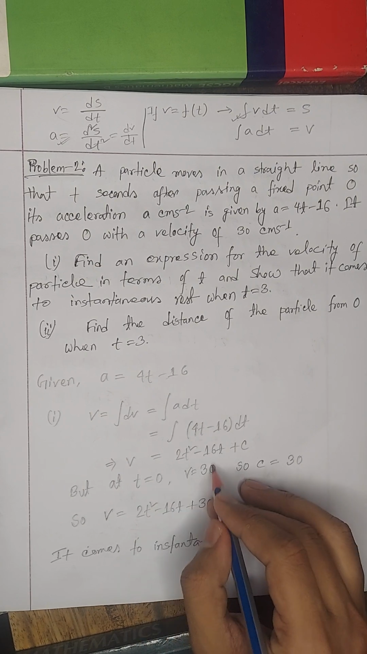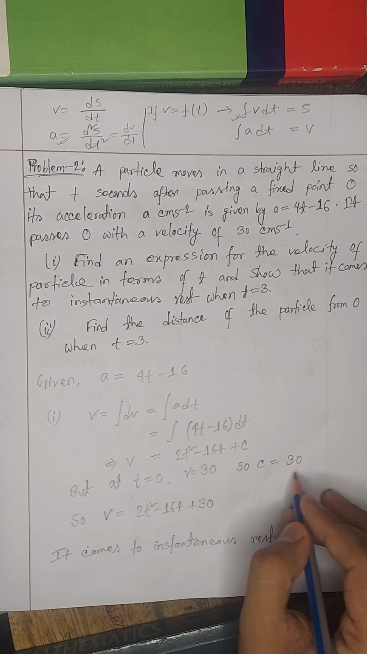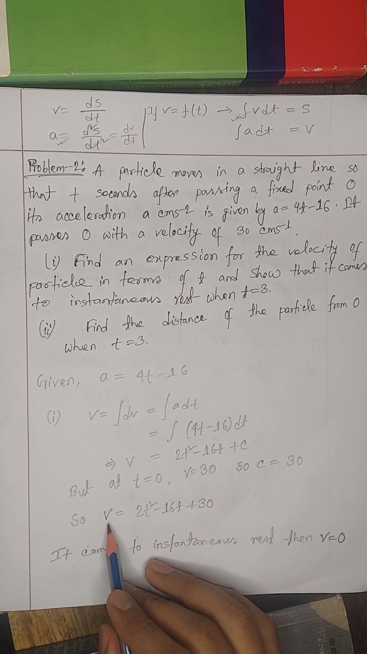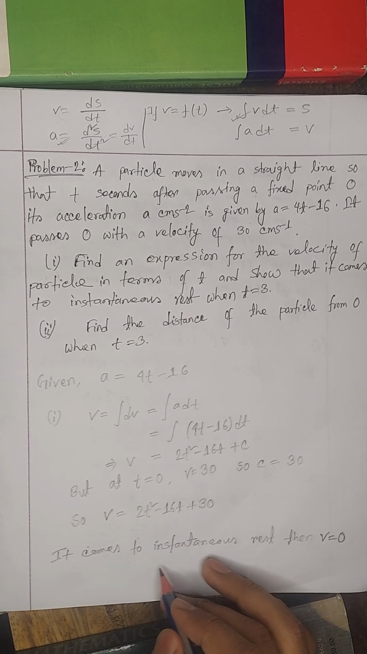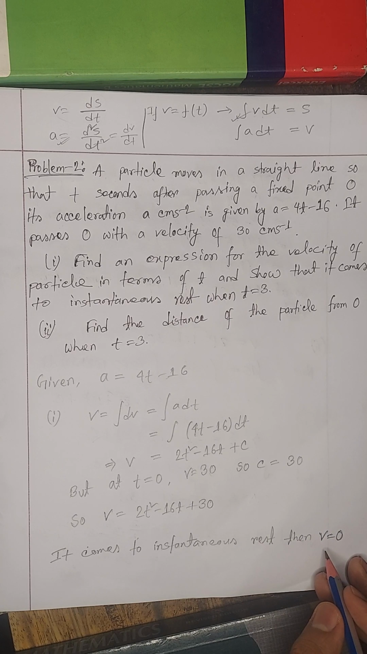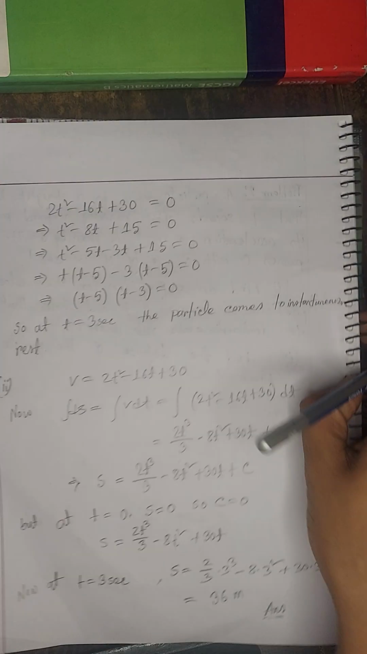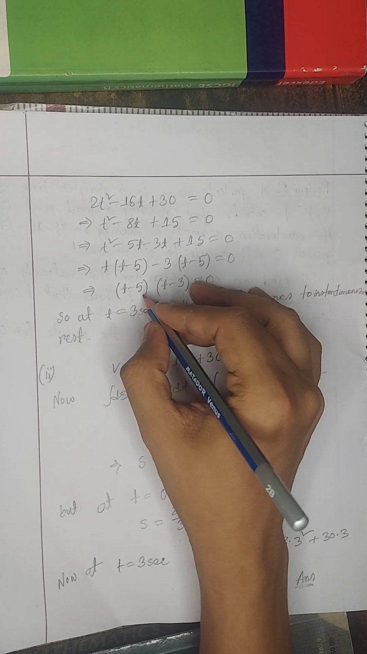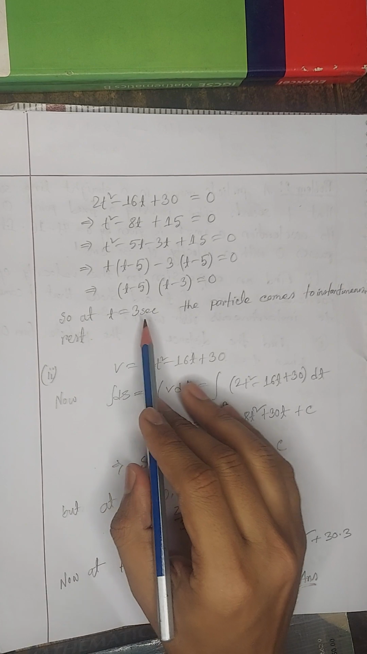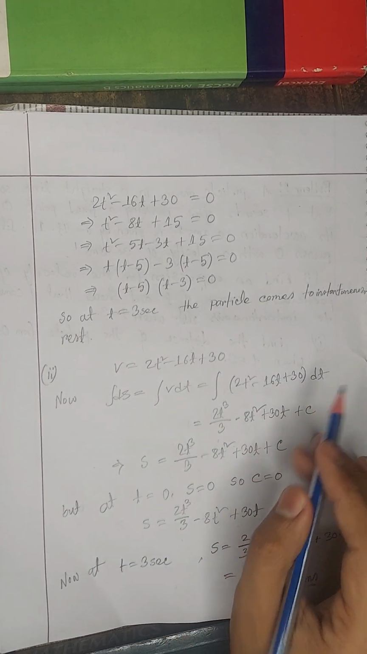At t equal to 0 and v equal to 30, we get c is 30. So the velocity will be 2t square minus 16t plus 30, and we know it comes to instantaneous rest when v is equal to 0. When it is in instantaneous rest, then v must be 0, and if we apply v equal to 0, we get the value of t will be 5 or 3. So we can say that at t equal to 3 seconds the particle comes to instantaneous rest.